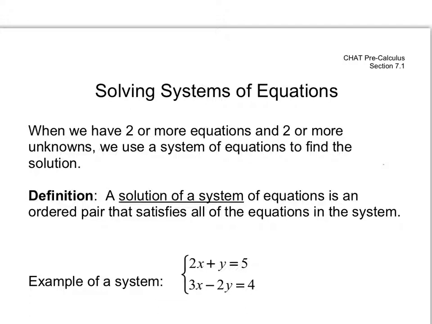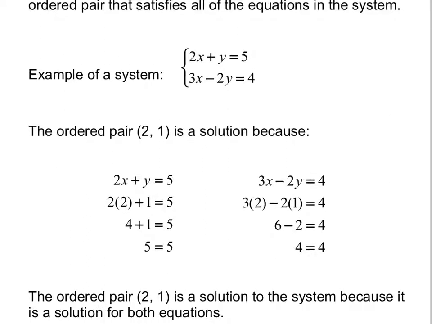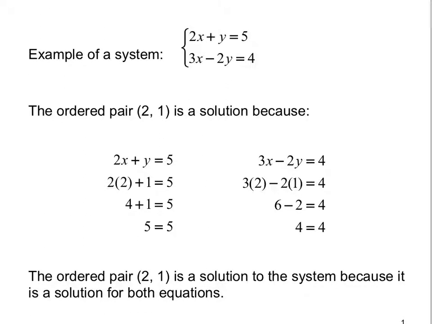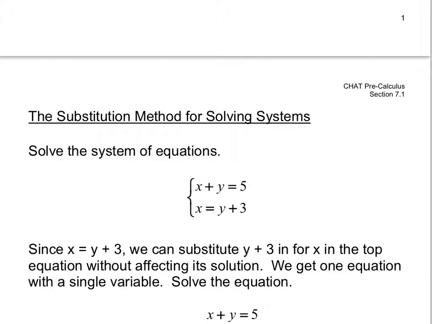So, here's an example of a system. I'm going to slide this up, and the ordered pair 2, 1 is a solution because it works in both of the equations. I put it in this equation, put it in this equation, and they both check. So we say 2, 1 is a solution to the system because it works in both equations. Now let's take a look at the substitution method.